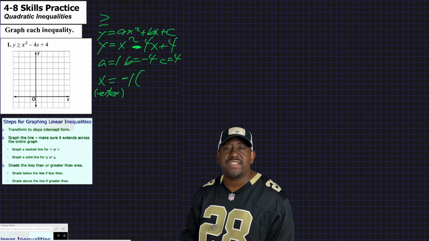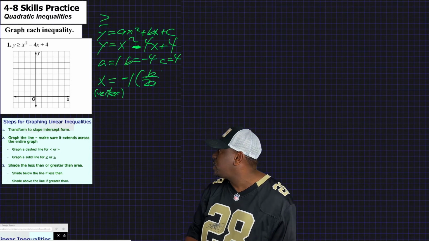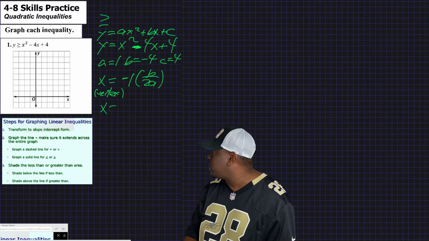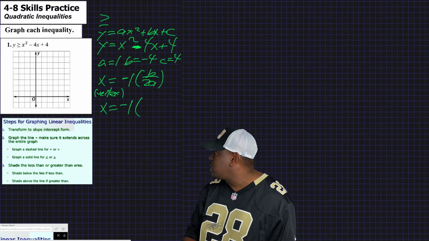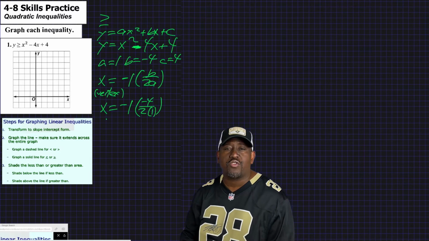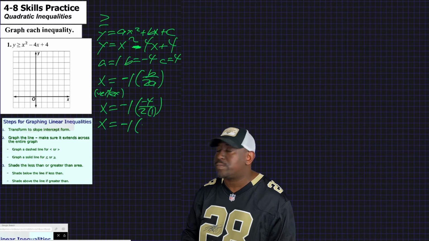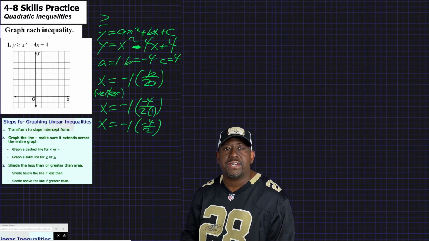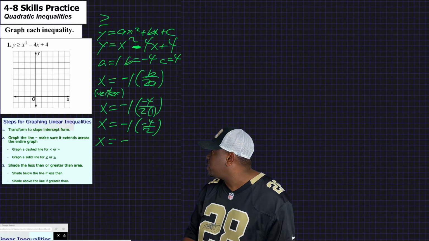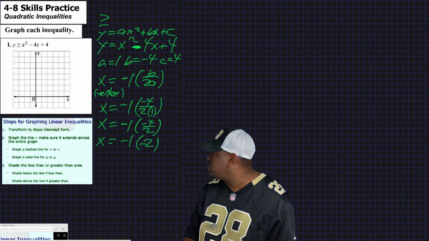The first thing it says is to transform it into slope-intercept form. It's already in slope-intercept form. It says graph the line. So at this point, since it's a quadratic function, we write the general form ax squared plus bx plus c. We pull out a, b, and c, which in this problem a is 1, b is -4, c is 4.